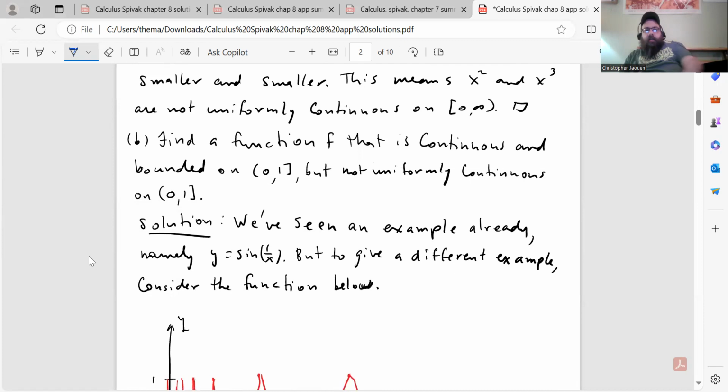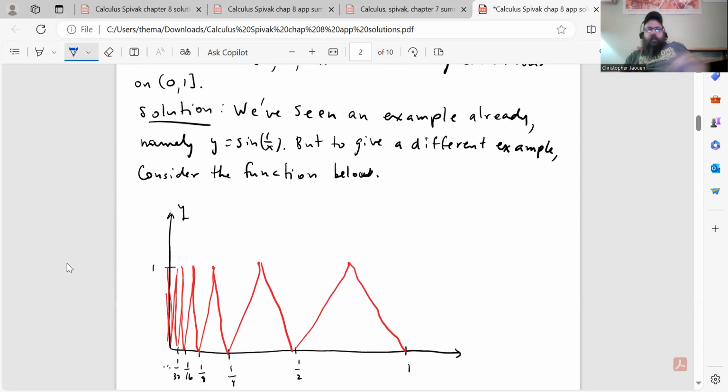So part B: find a function f that's continuous and bounded on the interval from 0 to 1, where we're excluding 0 but including 1, but that is not uniformly continuous on that interval. Right, so we actually saw an example like this already. It was the topologist's sine curve, y equals sine of 1 over x. We did that as an example in the appendix itself. But I wanted to give a different example, just to give another one, because why not?